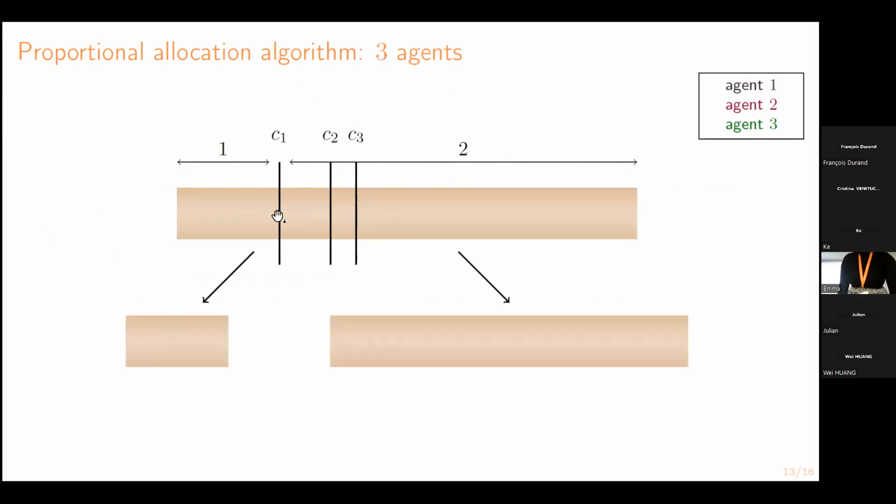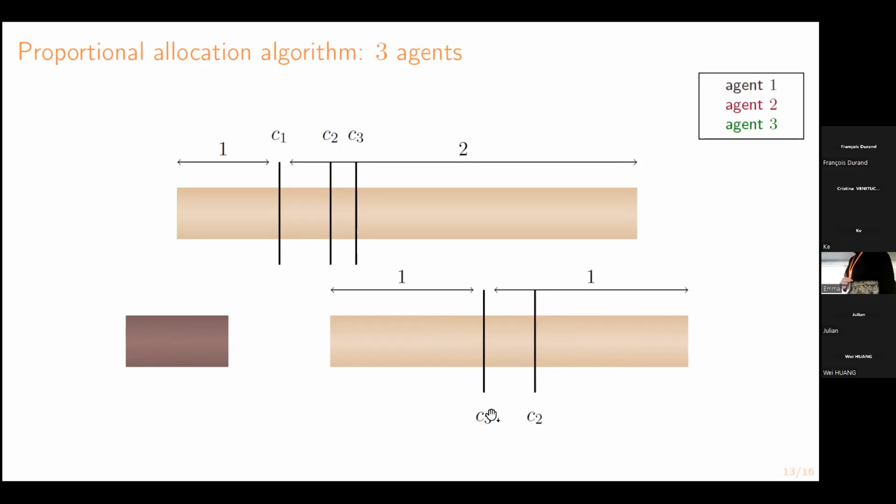Then you cut this, okay? You know that agent 1 will be assigned this part, and 2 and 3 will play on this part of the cake. So first, 1 is assigned this part because on the left part, the algorithm is done. And here again, you ask 2 and 3 to cut, and imagine you get this. So again, for C3 now, they consider that this is 1/2 and this is 1/2.